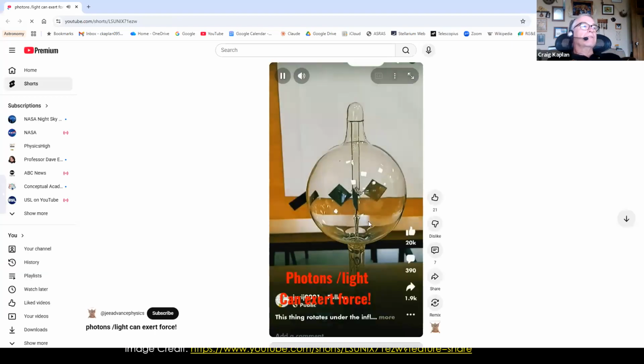Okay, and here, this is the vacuum. This guy's shining a laser on this little mobile, and just the impact of the light is causing this thing to rotate. And the more he shines it, the faster it rotates. So that documents that photons can exert force, and therefore they have momentum.